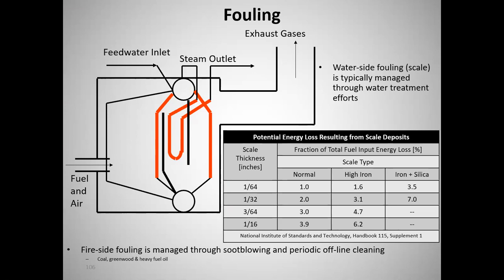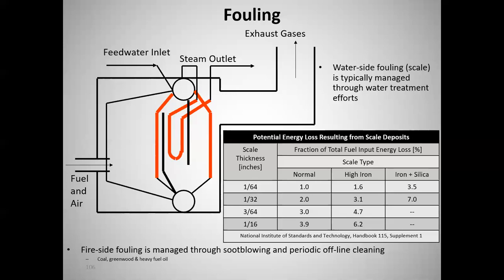So a 1/16 of an inch with normal scale, 3.9%, high iron scale, 6.2%. And the guy making this chart figured that nobody would ever run a boiler with a thicker scale than that. He didn't see Frito-Lay, did he? You know? So you can see that's the water side scale.